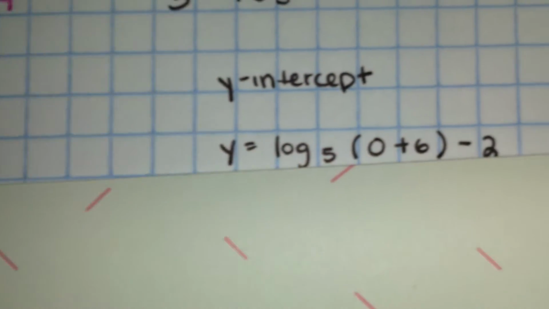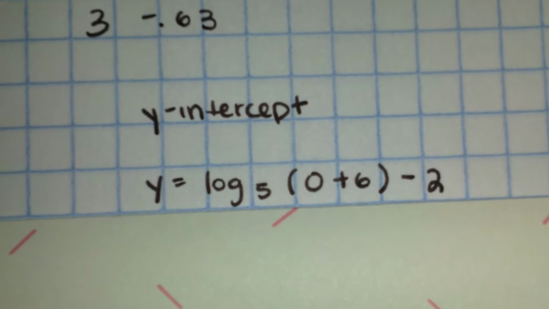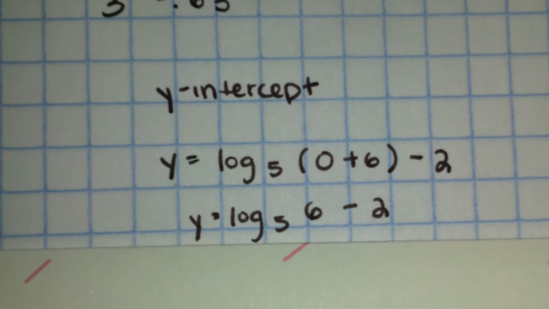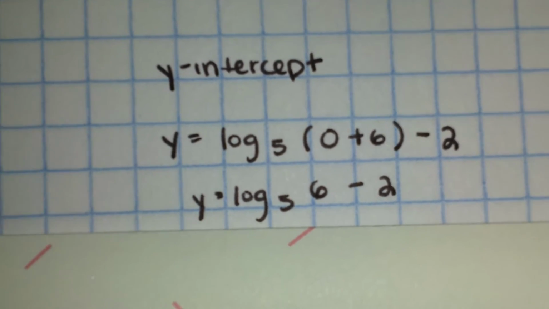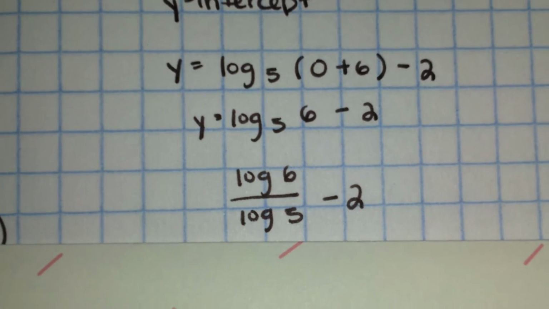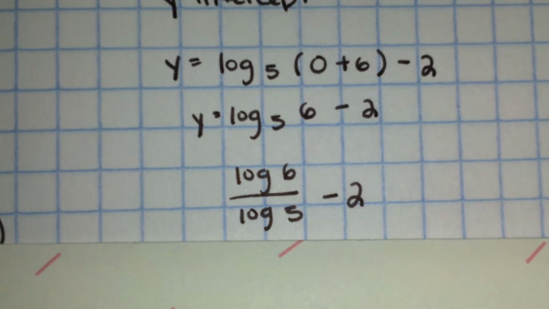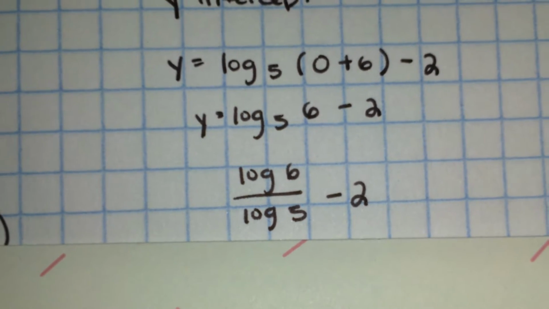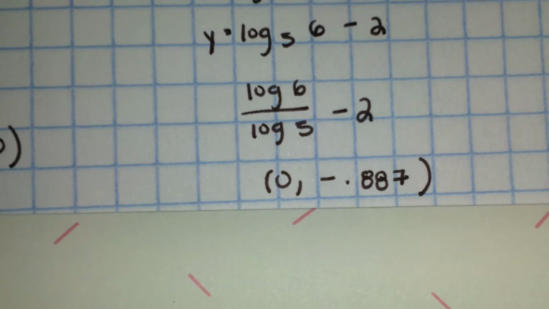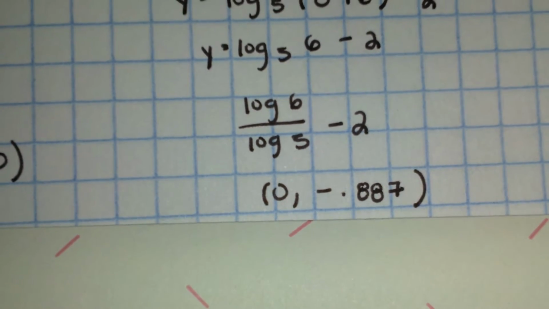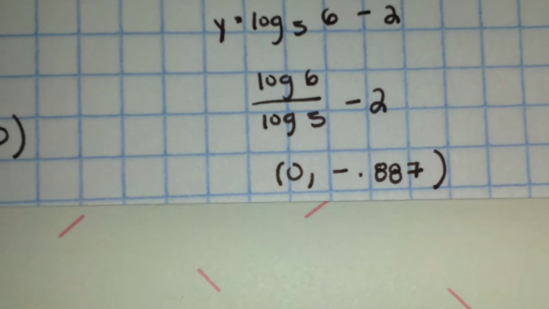And then to find your y-intercept, you just substitute 0 for the x in the equation, and the x just adds nothing to the 6, so you're left with the same equation. And what you do is you're supposed to use your change of base, because log base 5 of 6, you can't just do it in your mind, so you're going to have to plug it into your calculator, and you will find that you will get -0.887, and that will be your y-intercept.